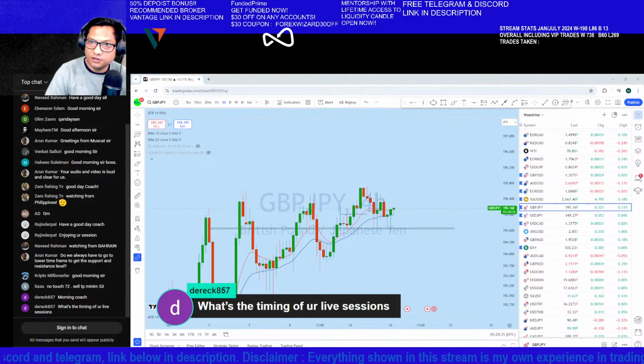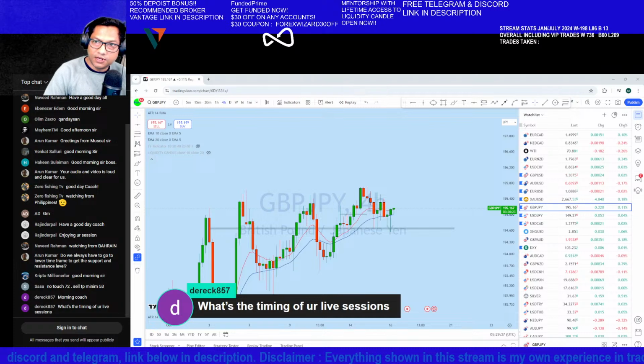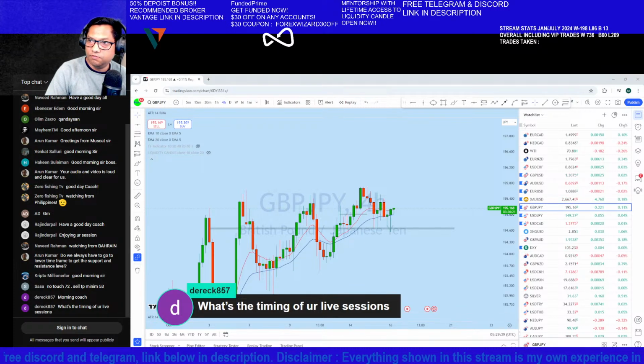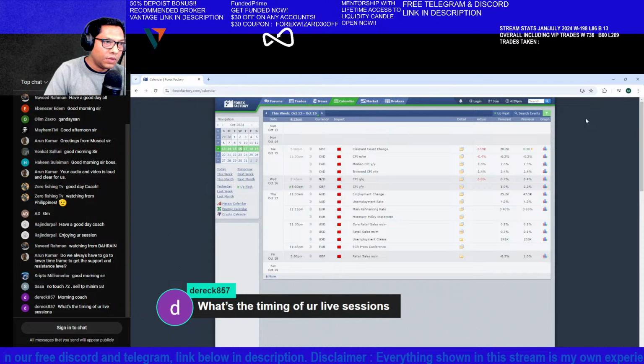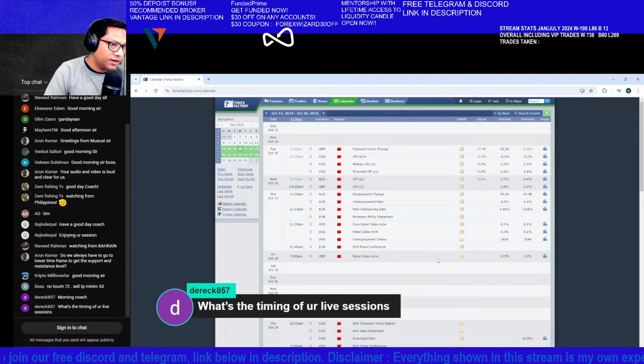Let's look at the calendar. That might make this instrument pretty volatile. If we look at the calendar, we can see there is only one high impact news. Earlier today one is gone, which is the NZD, which was less than the forecast.